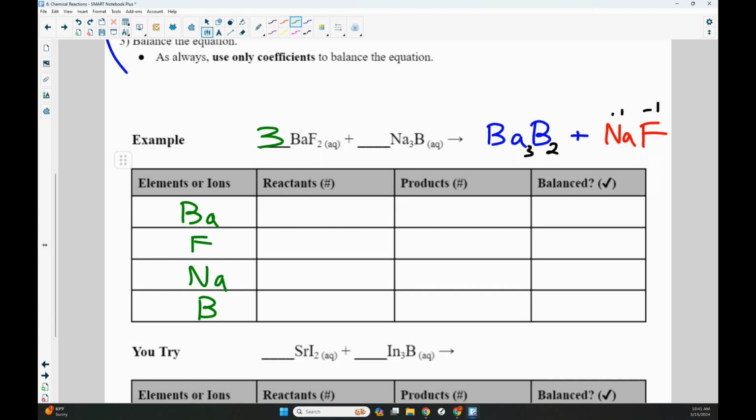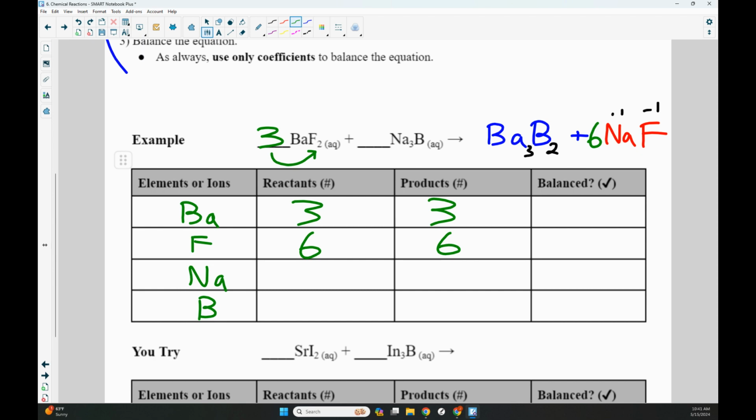Okay, so if we're keeping track down here, we now have 3 bariums on the left, and we have 3 bariums on the right on the product side. When we put this 3 in here, we also change the number of fluorines. We have 3 times 2 is 6 on the left. So it looks like I'm going to need to put a 6 there as that coefficient, and that's going to give me 6 fluorines on the right.